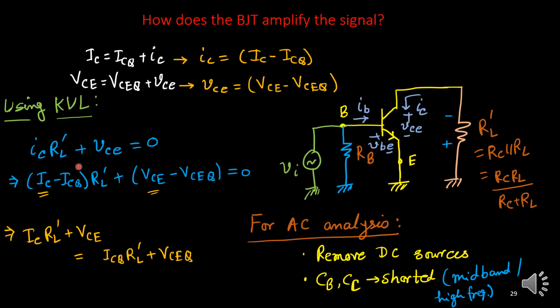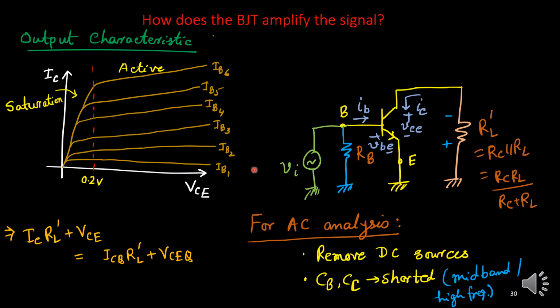Now we can simplify it in a better way. The variable is IC times RL prime, which I keep on the left side with VCE, and minus ICQ RL prime I take to the right side with a plus sign, and VCEQ as well. So this is my modified equation. Now we can plot this equation on the output characteristics curve, then we can visualize it better.